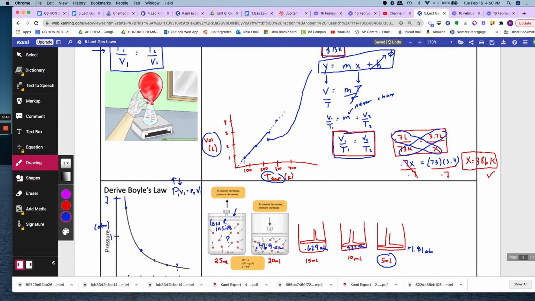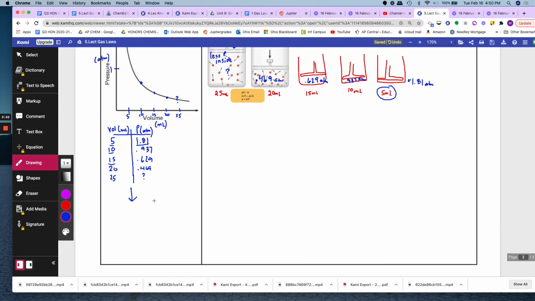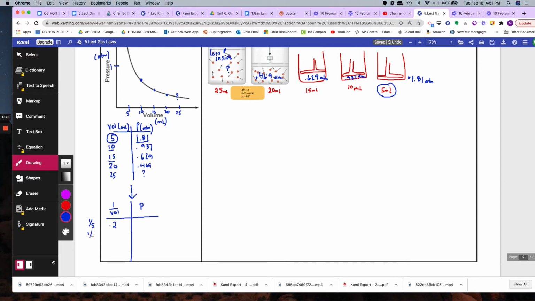If you notice, this one is going up, so it's directly related. This one's going down, so it's inverse. So what we can do is take the inverse of the volume, 1 over the volume, and plot that against the pressure. And that should give us a straight line. All you have to do is take the 5, and in your calculator, take the inverse of 5, which is 1/5. What is 1 divided by 5 in your calculator? Go ahead and do that. You're right, it's 0.2.